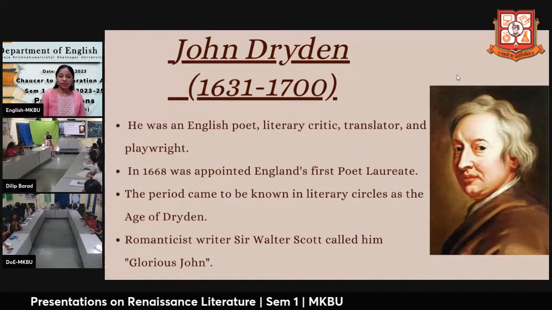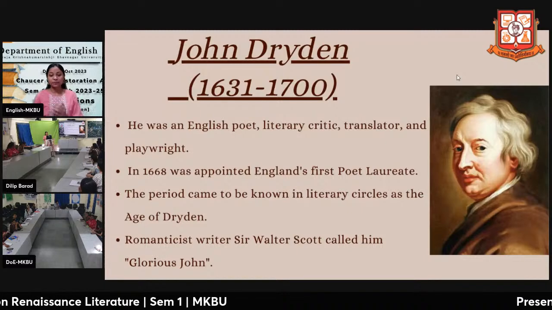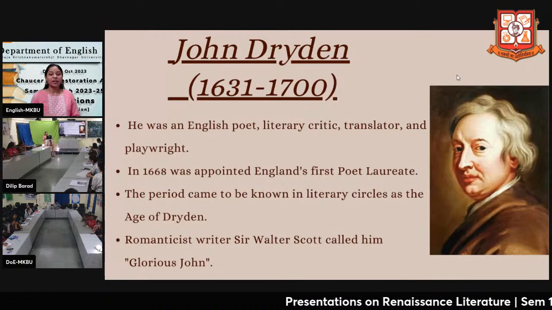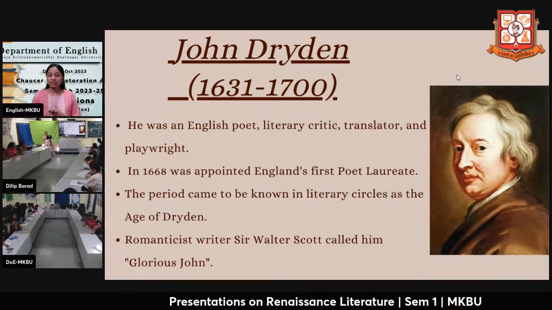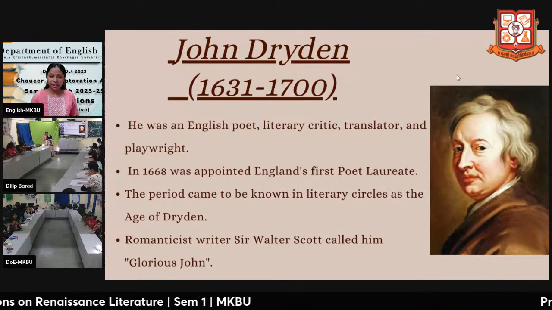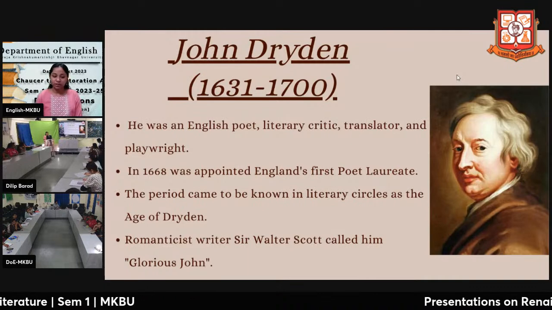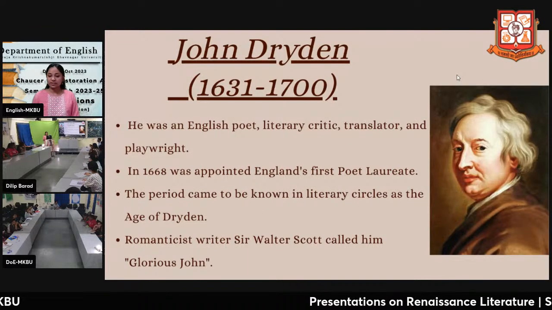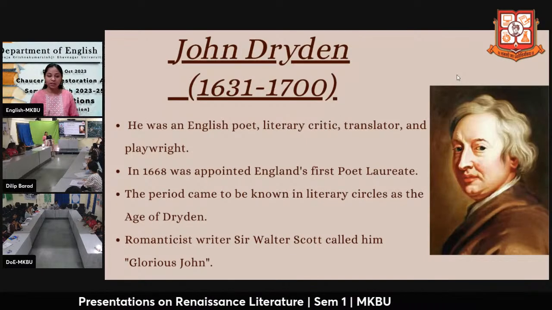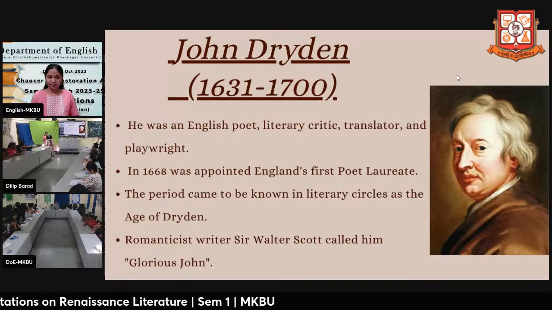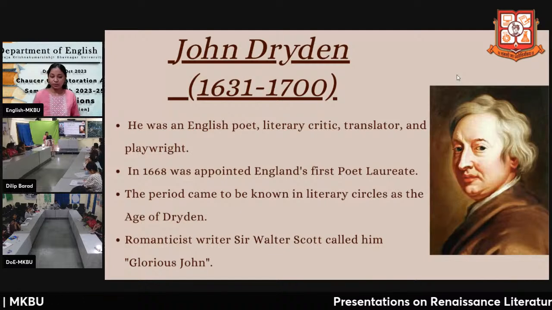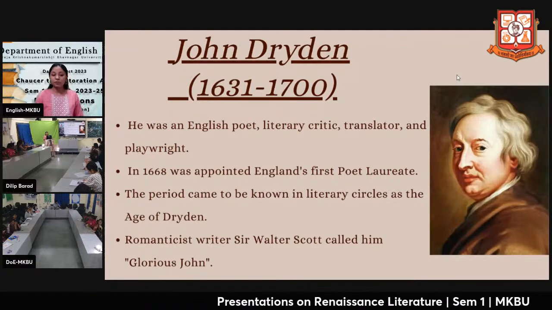First of all, England's first poet laureate was John Dryden, and his time duration was from 1631 to 1700. He was a poet, literary critic, translator, and a playwright. The period came to be known in literary circles as the Age of Dryden because he seemed to be the dominating literary critic happening during the era. And a romanticist writer, Walter Scott, called him Glorious John.